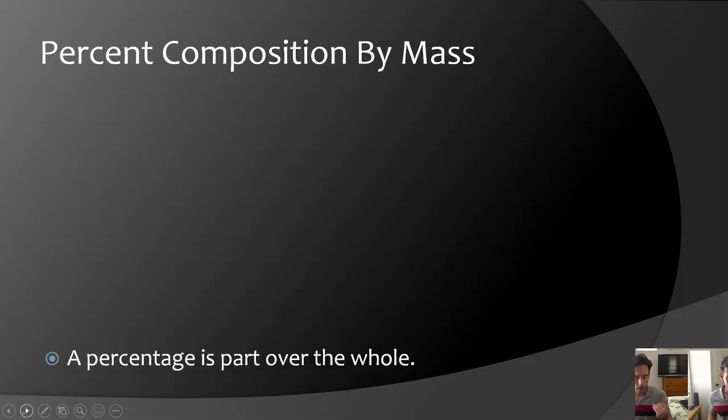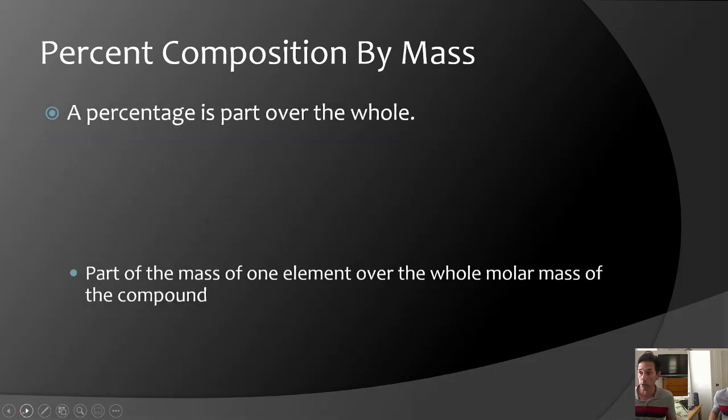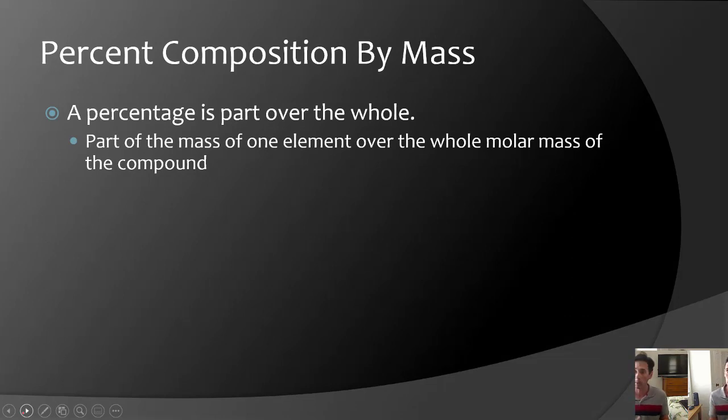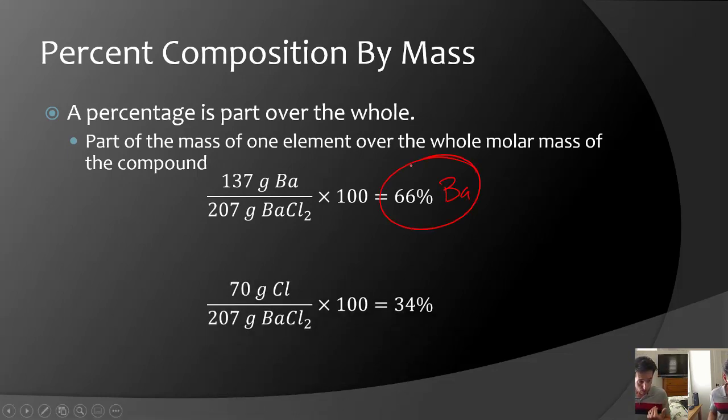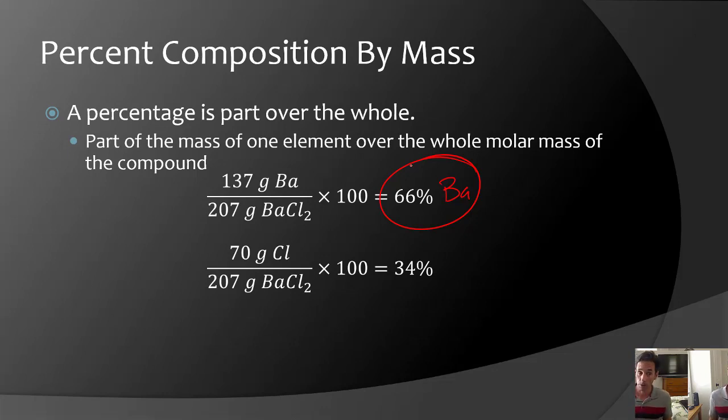Let's take a look. A percentage is part over whole, so the mass of one element over the whole molar mass of the compound. The way I would set it up is I would take my 137 grams of barium, divide it by my 207 grams of barium chloride, multiply it by 100, and that's my 66% of barium. Now we continue on and do it for chlorine. 70 grams of chlorine out of every 207 grams of barium chloride multiplied by 100, we end up with 34% of chlorine.